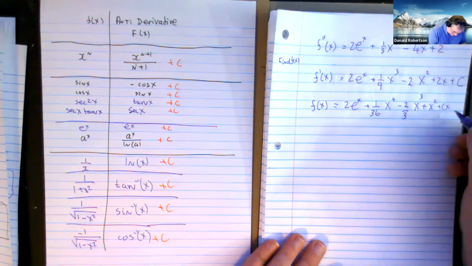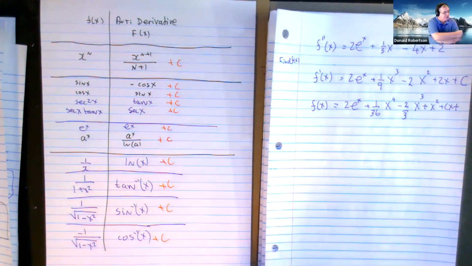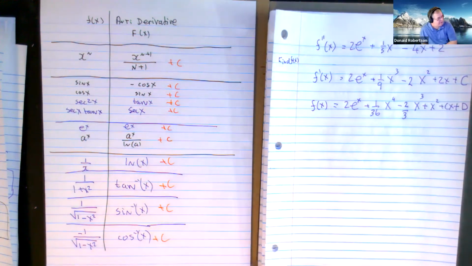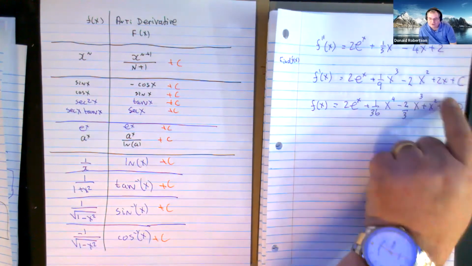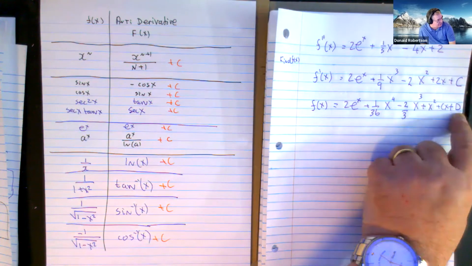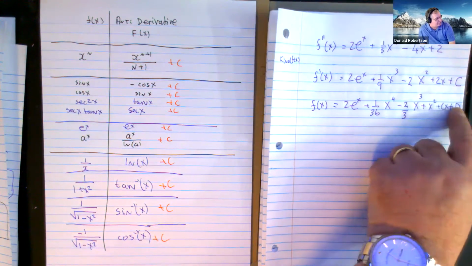Wait a minute, there's something missing. Shouldn't you get an arbitrary constant? So what do you do? You add in a new layer. Do you see in this case, you now got plus cx plus d. Do you see you've got two different unknown constants?